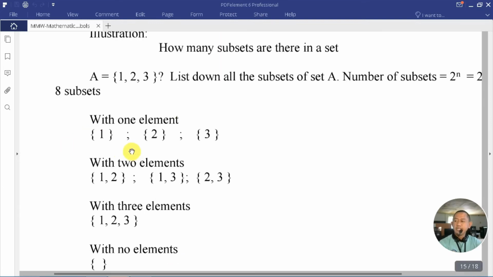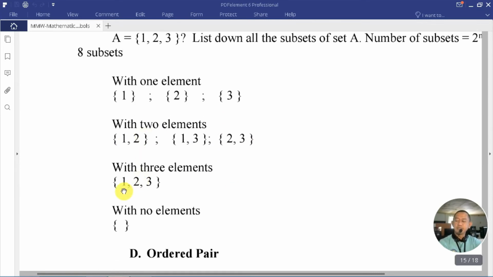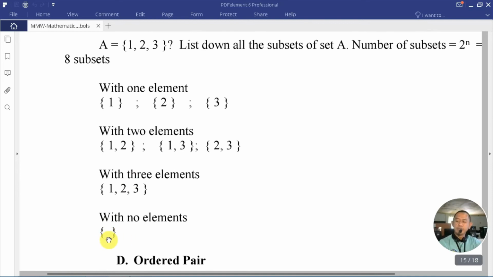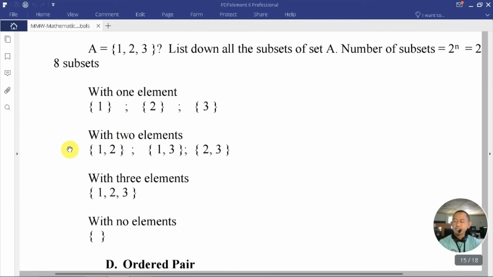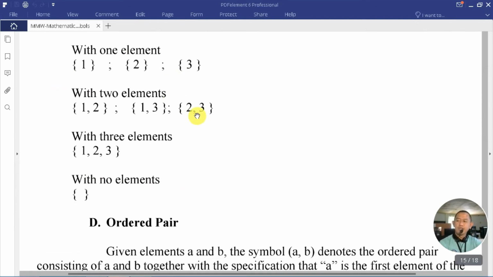Unsa na 8 subset? The 8 subsets, with one element. Isa-isahon lang natin. So, we have {1}, {2}, and {3}. That's with one element. Next, partner with two elements. We have {1, 2}, {1, 3}, and {2, 3}. So, pila na? 1, 2, 3, 4, 5, 6. Then, ang 7, katong tulo na ka-combination, {1, 2, 3}. And the last one, for the 8th subset, is with no elements, or the empty set. These are the 8 subsets of the 3-element set A.